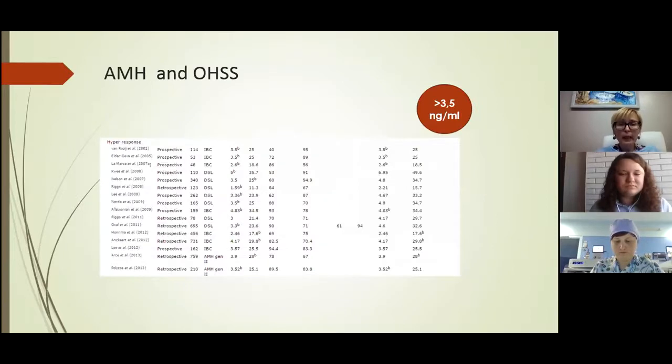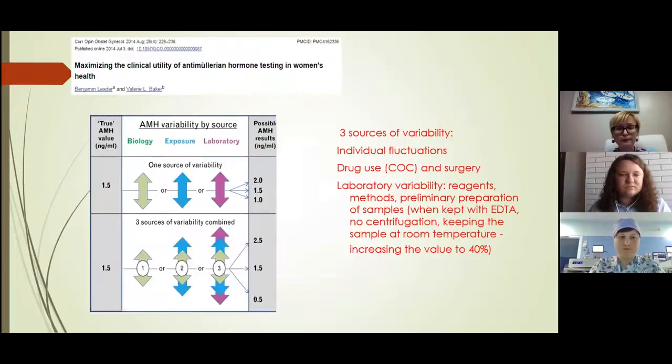So in this slide, we can see that a lot of studies have been done about anti-Mullerian hormone, and it was shown that if we have AMH more than 3.5 nanogram per milliliter, it signifies that we can have a good chance of ovarian hyperstimulation syndrome. So this patient may be considered a very good responder, and during stimulation we should take it into consideration.